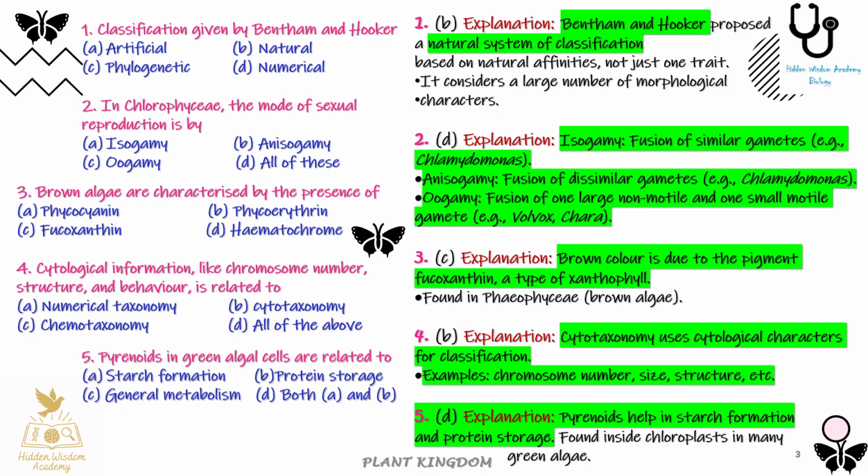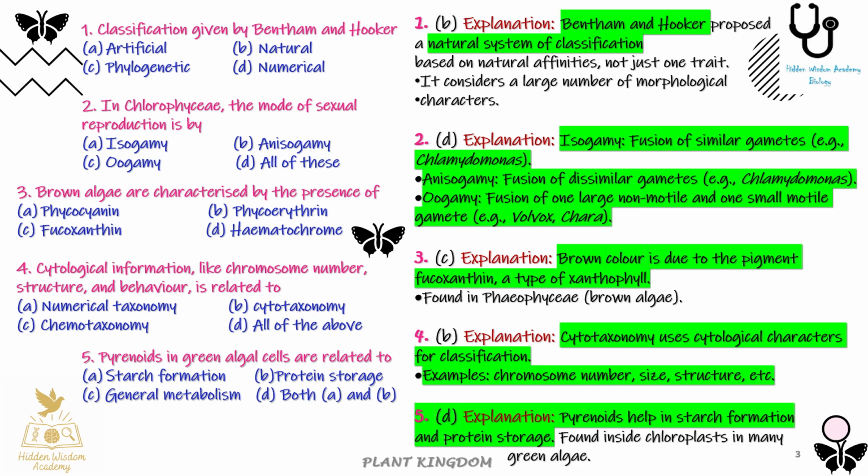Question 2. In Chlorophyceae, the mode of sexual reproduction is by Option A, isogamy. Option B, anisogamy. Option C, oogamy. Option D, all of these.